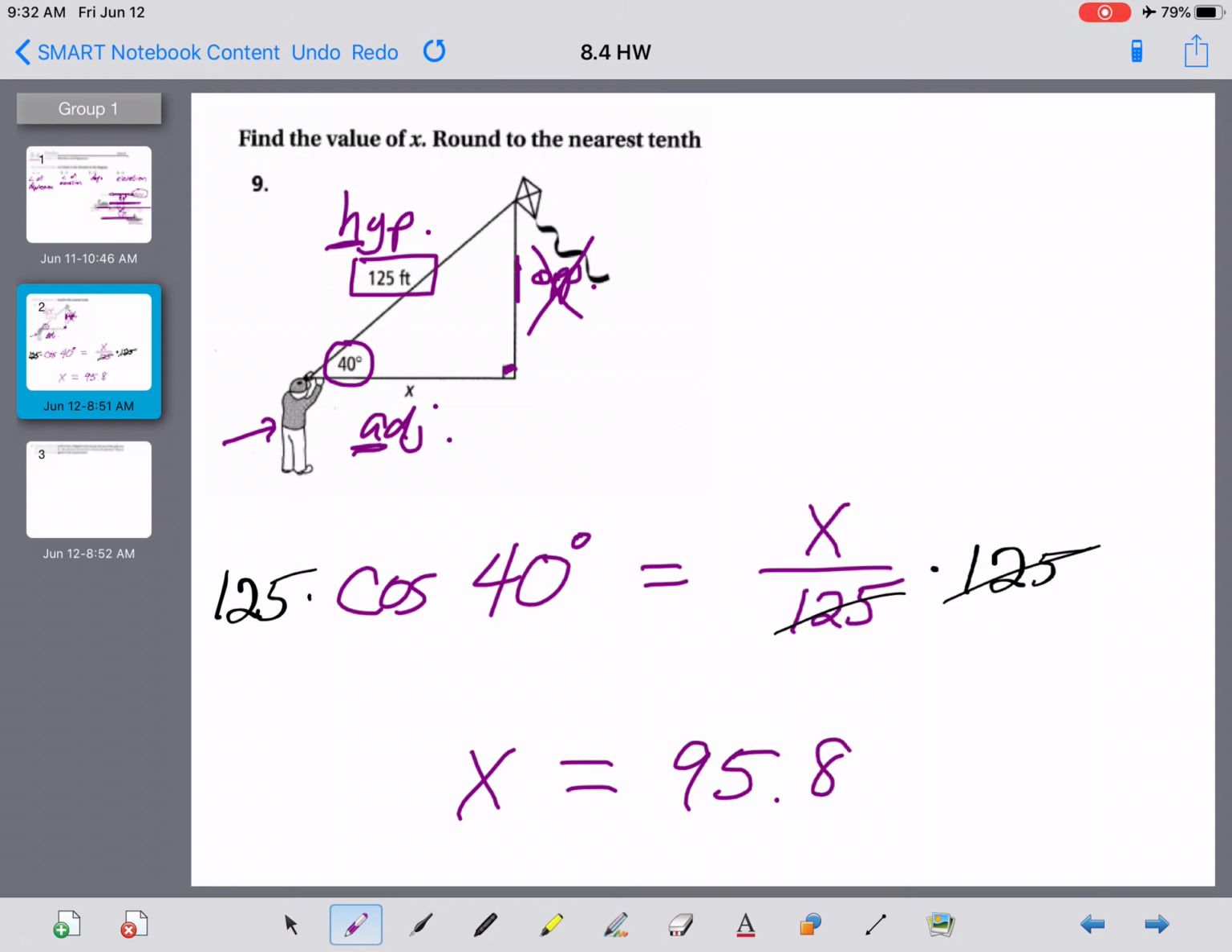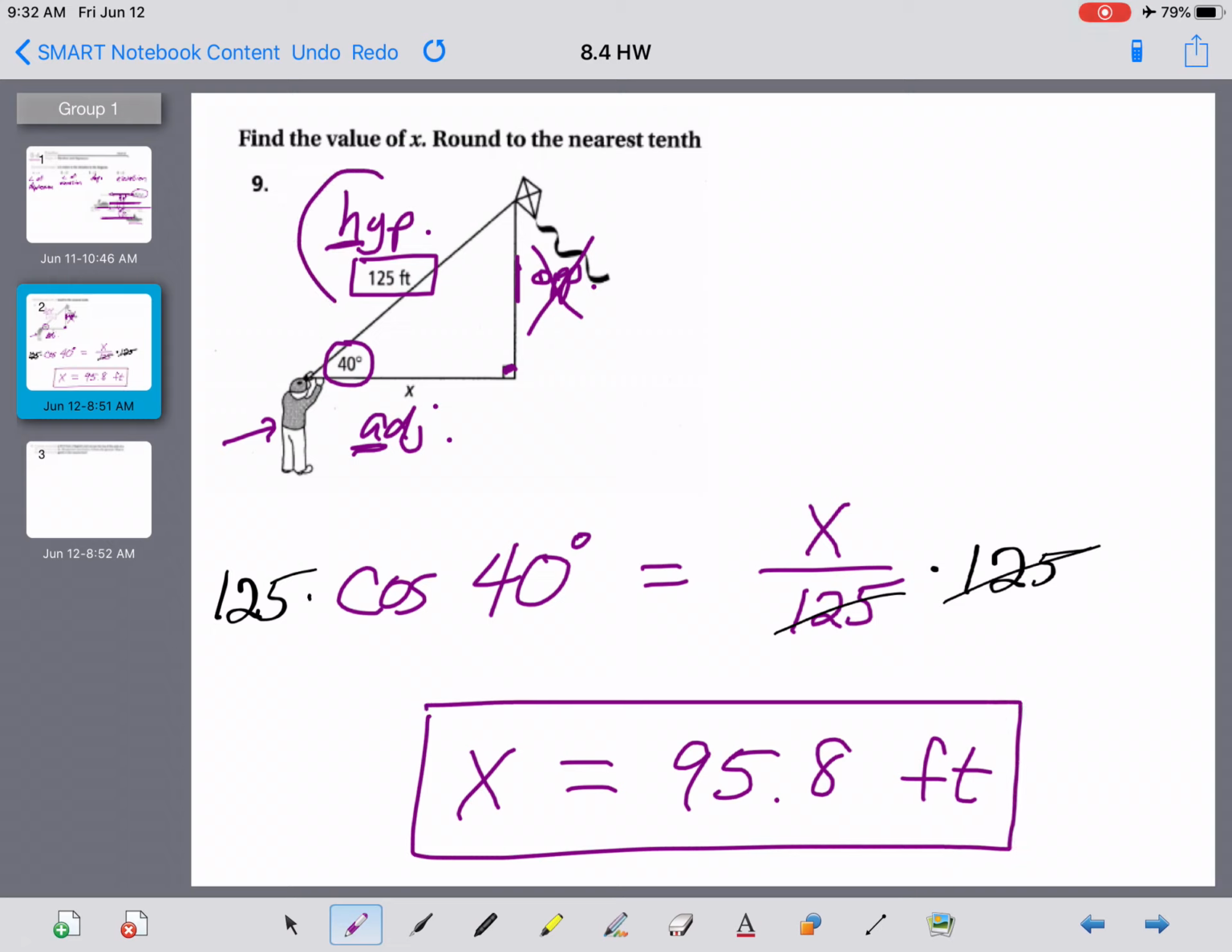95.8. Since it's kind of a setup problem right there, I'm going to include units too, and that's going to be feet. And again, just one more thing to think about, the one side we were given in this triangle was our hypotenuse of 125 feet. So we know that each leg, in turn, has to be less than that 125. So that answer of 95.8 seems realistic to me.